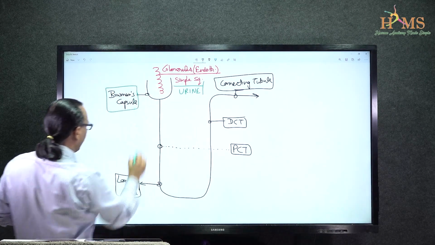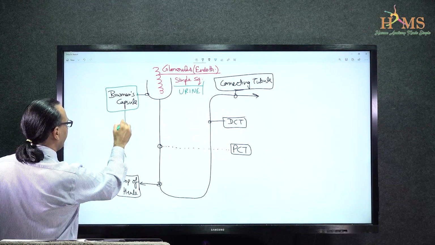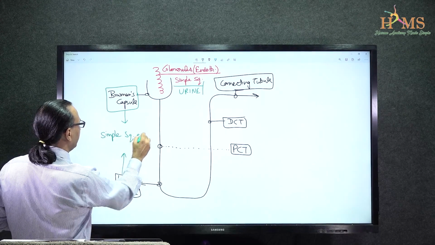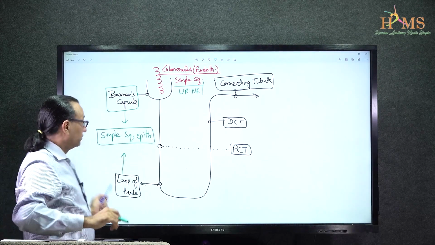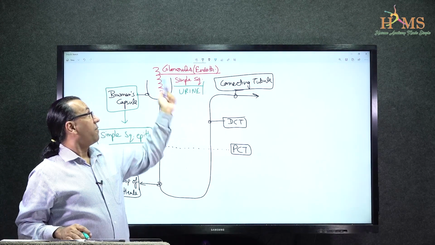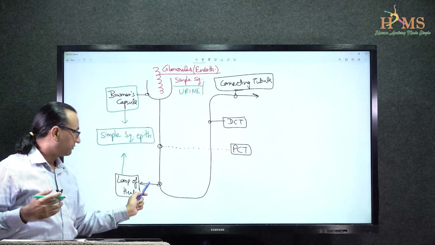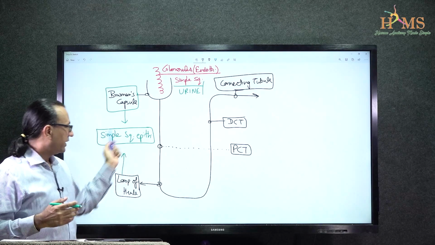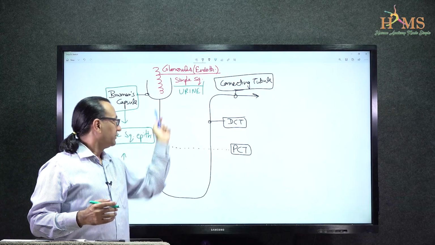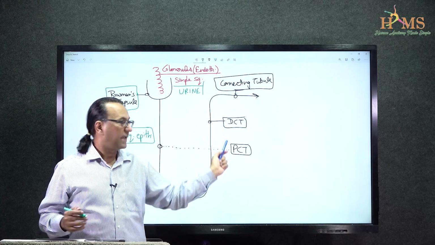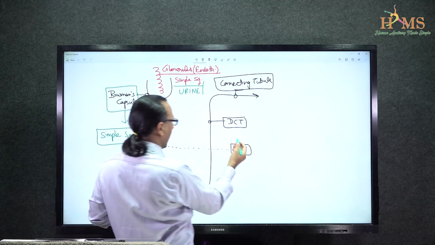or the loop of Henle, both of them have the same epithelium, which is simple squamous epithelium, as we said is same for the endothelium. So may it be glomerulus or the Bowman's capsule or the loop of Henle, they have simple squamous epithelium. Whereas when you talk about PCT, proximal convoluted tubule, or DCT, distal convoluted tubule, then they have simple cuboidal epithelium.